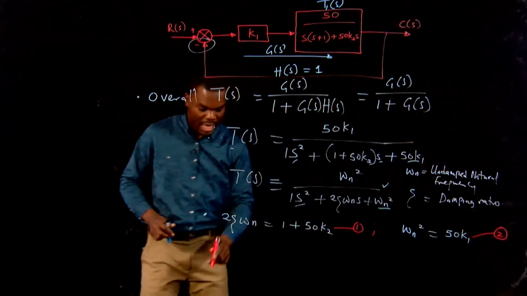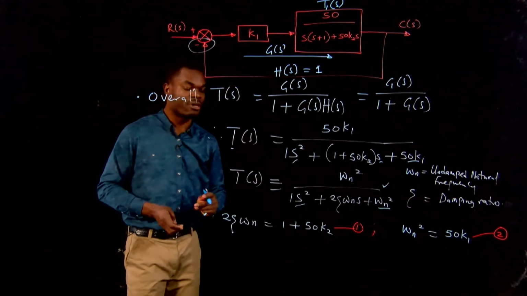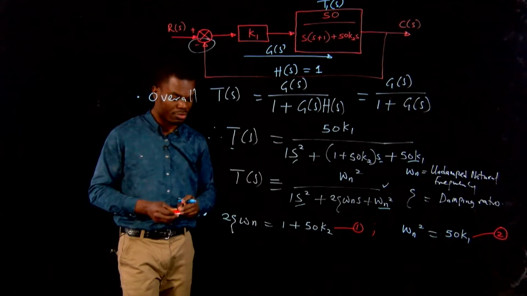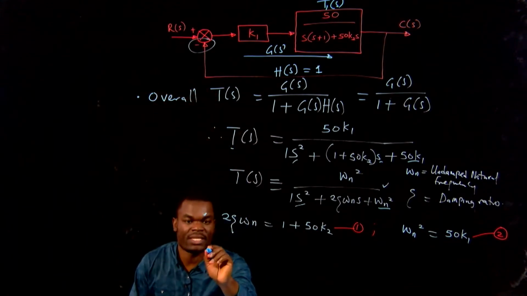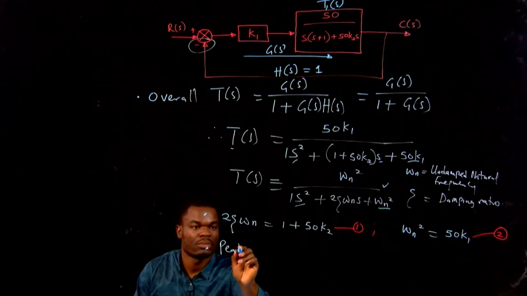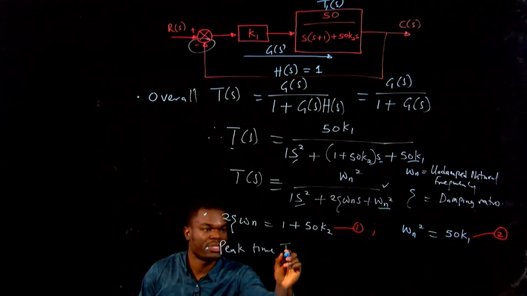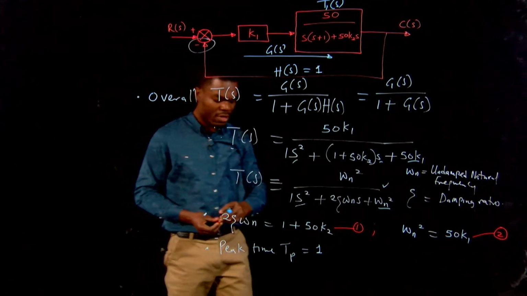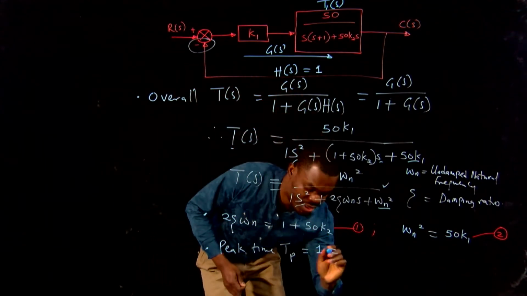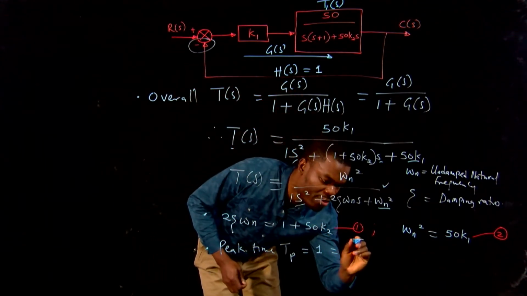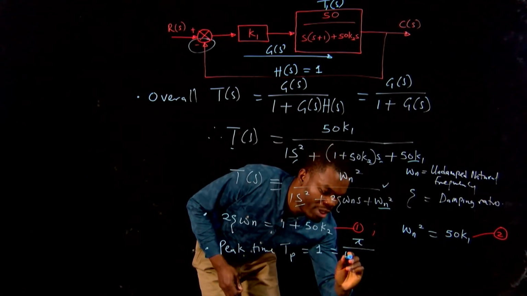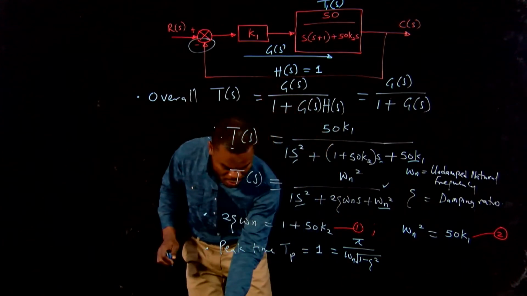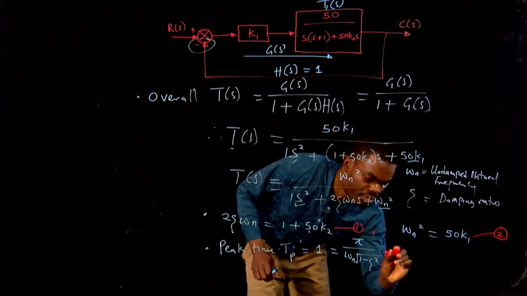And also, if we look at the question from the start, the design criteria that was given to us, we are given that the peak time, which we represent as TP, the design criteria is to make this equal to 1 second. And if we look at our formula sheet, we know that the peak time can be represented as pi over omega n times the square root of 1 minus zeta squared. Let's call this equation 3.